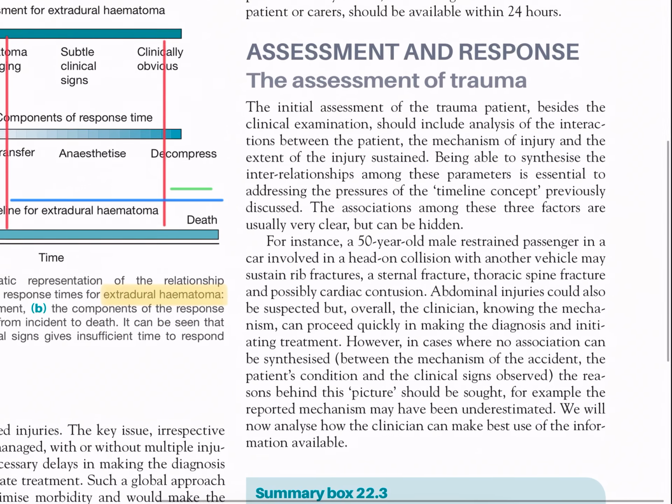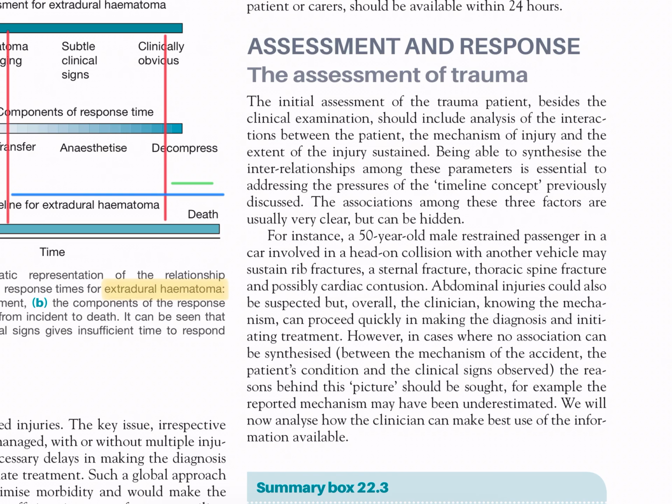For instance, a 50-year-old male restrained passenger in a car involved in a head-on collision with another vehicle may sustain rib fractures, a sternal fracture, thoracic spine fractures, and possibly cardiac contusion. Abdominal injuries could also be suspected, but overall the clinician knowing the mechanism can proceed quickly to make the diagnosis and initiate treatment. However, in cases where no association can be synthesized between the mechanism of the accident, the patient's condition and the clinical signs observed, the reasons behind this picture should be sought. For example, the reported mechanisms may have been underestimated.